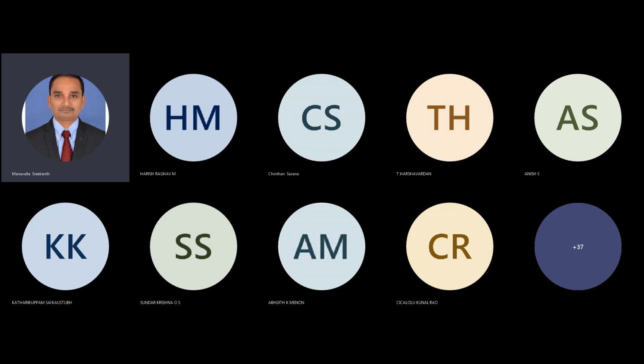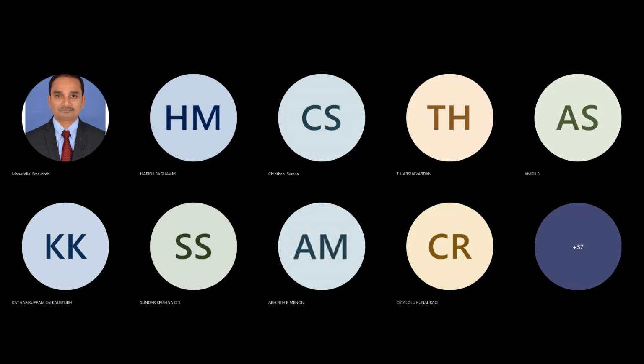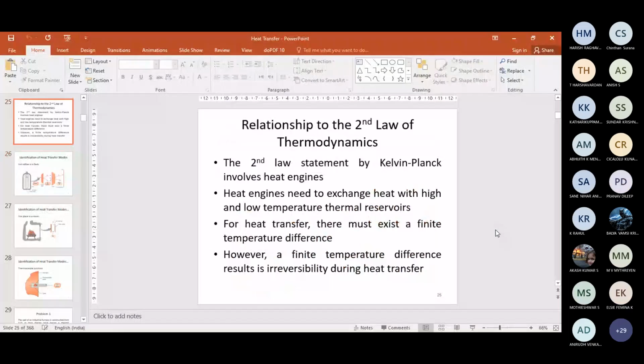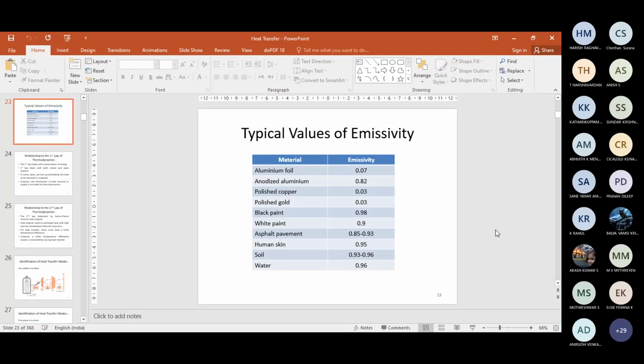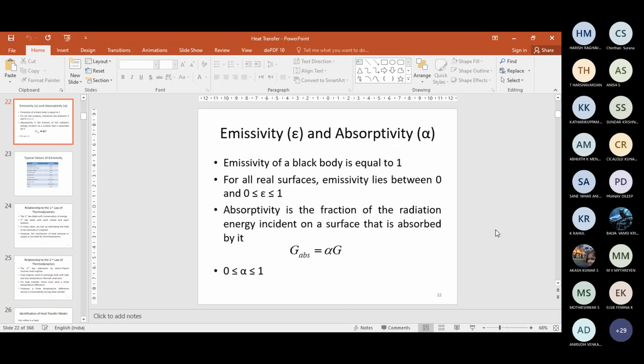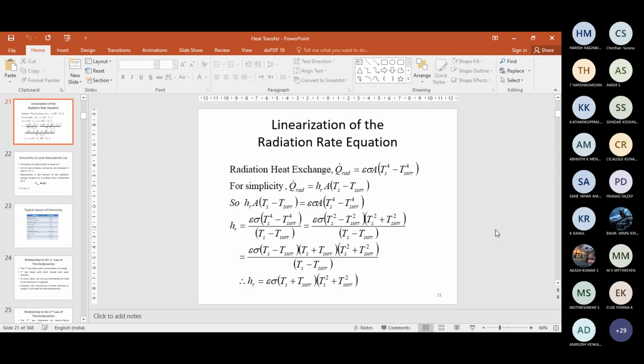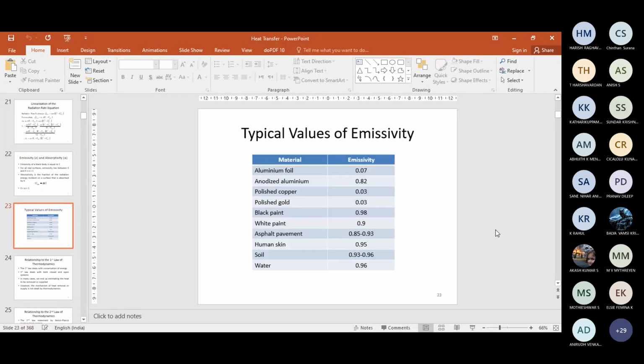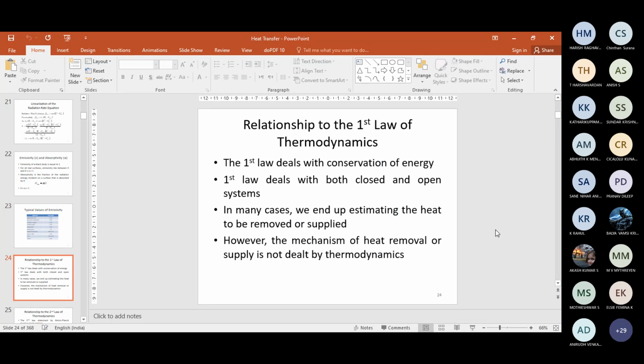Now we will come to the last part of the module slides, and I will complete that. In the previous class, we have seen how property values come into equations and how to linearize the radiation rate equation. Also, what are the different values of emissivity. We ended with how the first law and the second law of thermodynamics are connected to this particular subject of heat transfer.